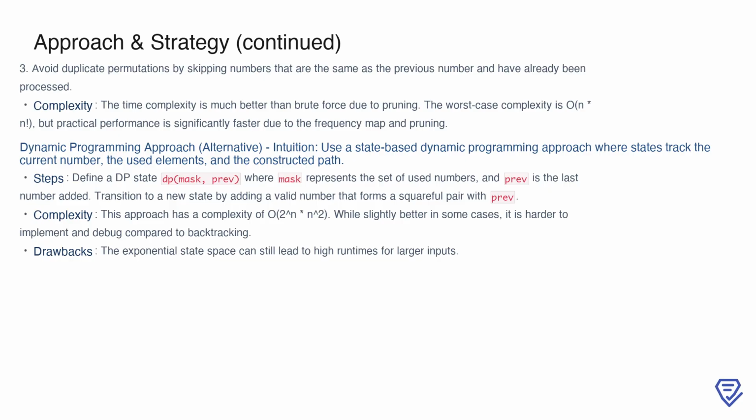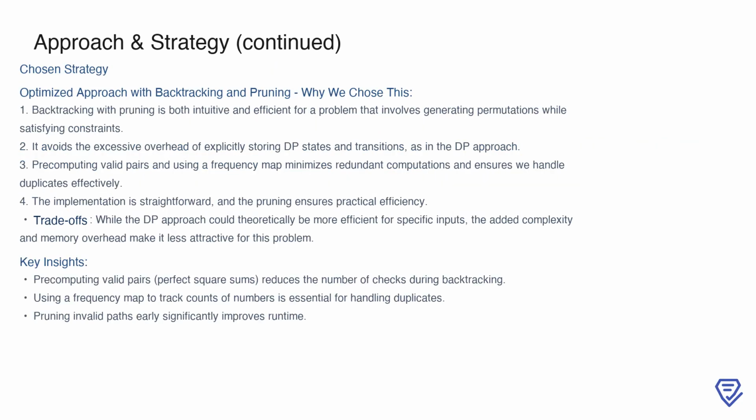While it may be slightly better in certain cases, its implementation is far more complex and harder to debug compared to backtracking. Among the different approaches considered, we ultimately chose the optimized backtracking approach with pruning. This method strikes the right balance between intuition and efficiency. Unlike the dynamic programming approach, which involves managing complex state transitions and memory overhead, backtracking is cleaner and more straightforward to implement.